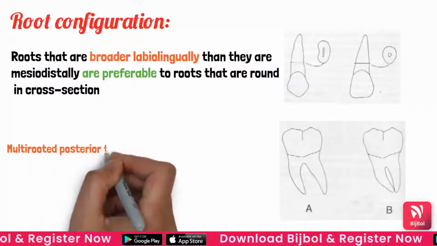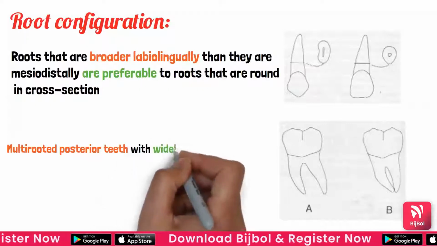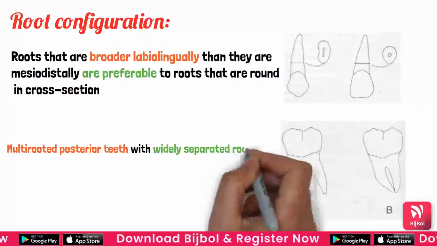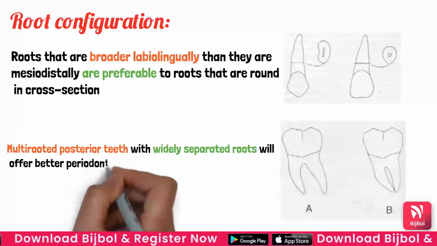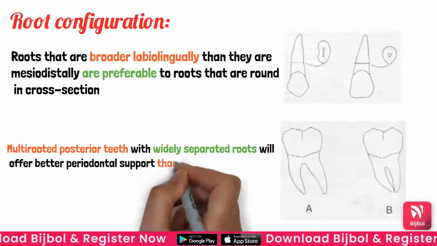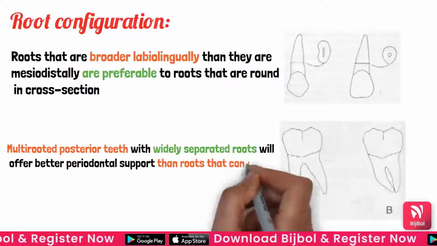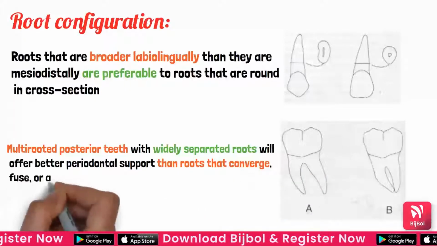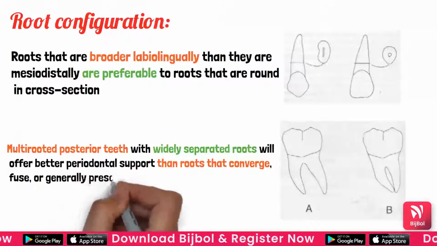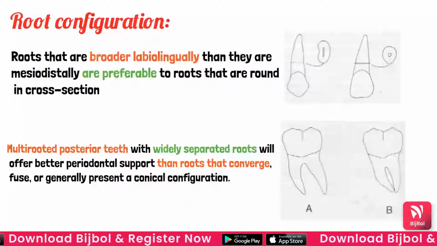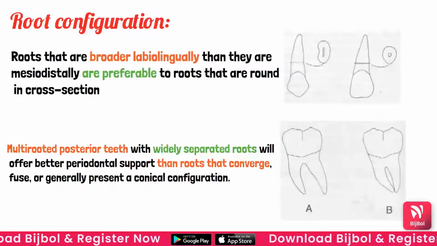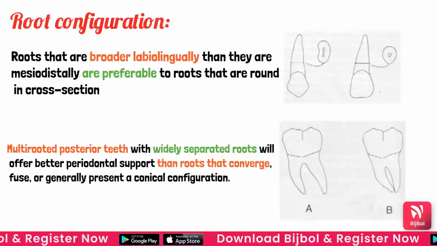Okay, when the roots are becoming divergent, there is more perisegmental area to that root as compared to converged roots, where the perisegmental area is reduced. So multi-rooted posterior teeth with widely separated roots will offer better periodontal support than roots that are converged or fused, or that generally present a conical configuration. That is your root configuration.